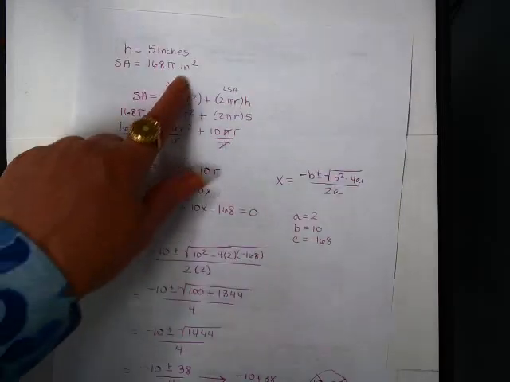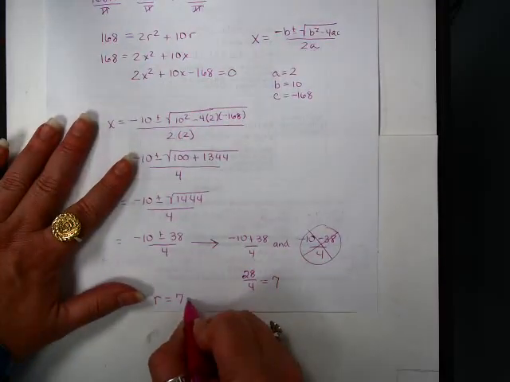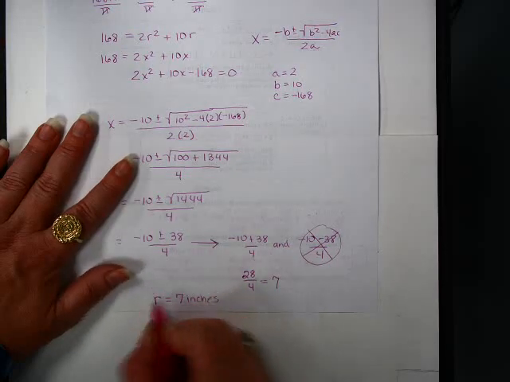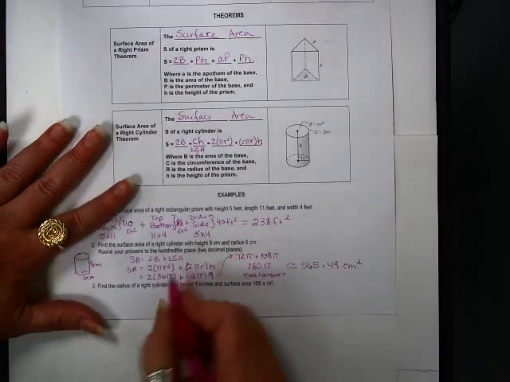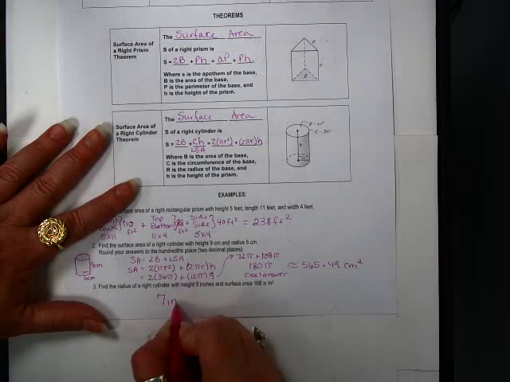And then look and see what label you were using. That would be inches. Okay, so flip it back over here and write that down. That's 7 inches.